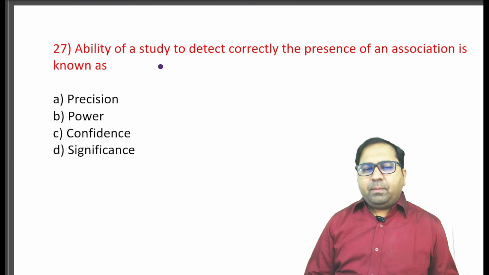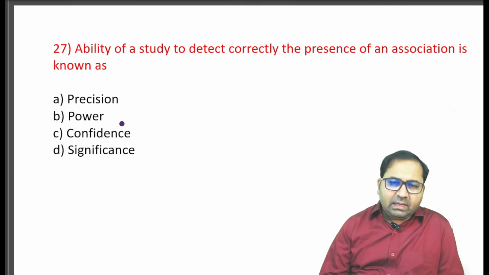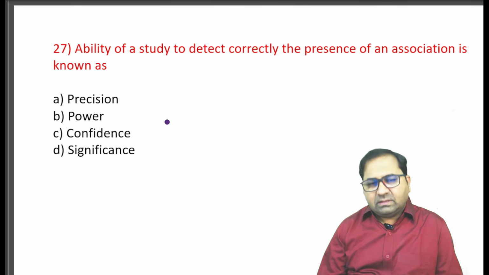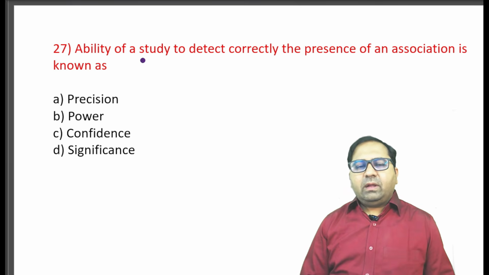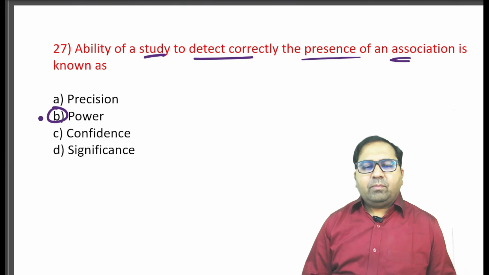Next question. The ability of a study to detect correctly the presence of an association is known as what? The options they gave are A. Precision, B. Power, C. Confidence, or D. Significance. What is it? The ability of a study to detect correctly the presence of an association is known as power.